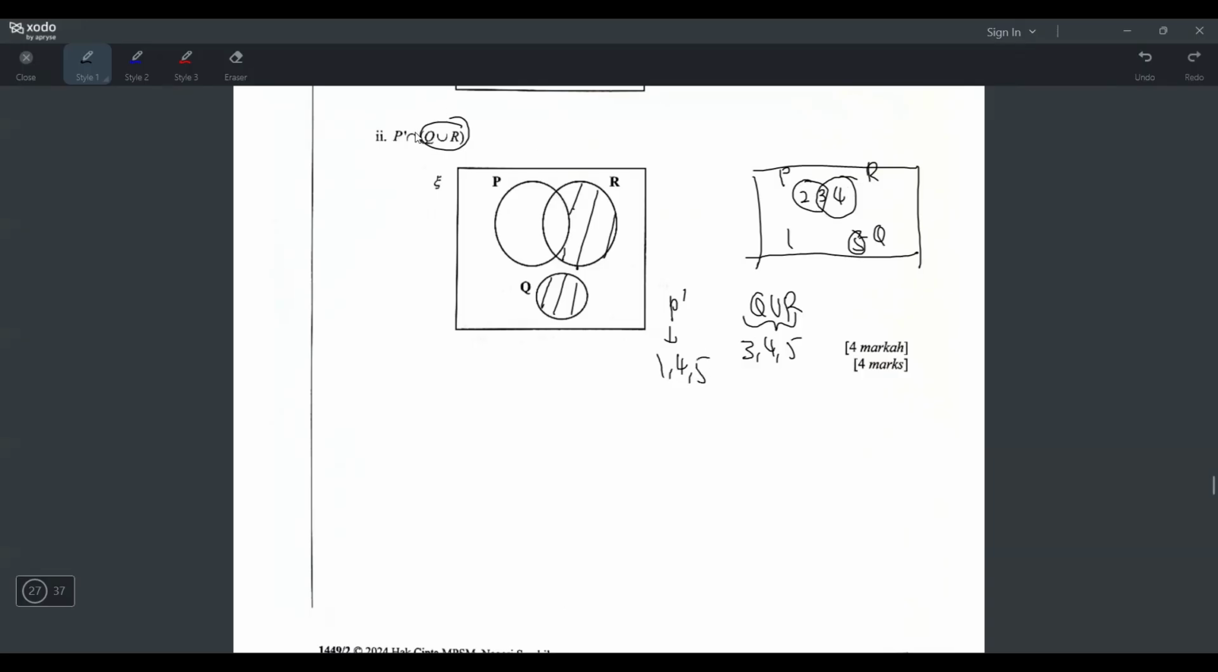And then the last step is to do the intersect, because just now we did the bracket first, right? Intersect means take the overlap region. Overlap region is 5 and 4. So the answer will be 4 and 5. That is why the answer is this, right?